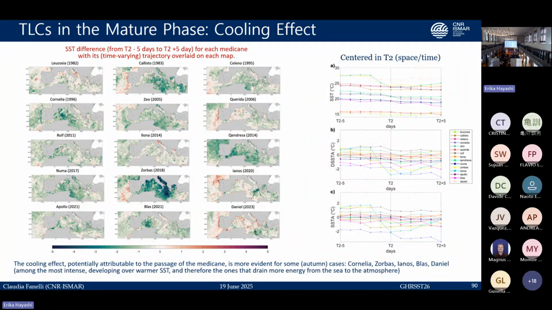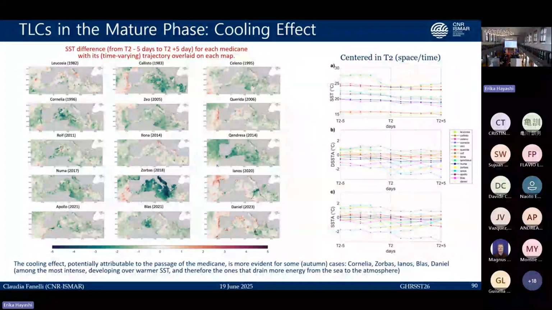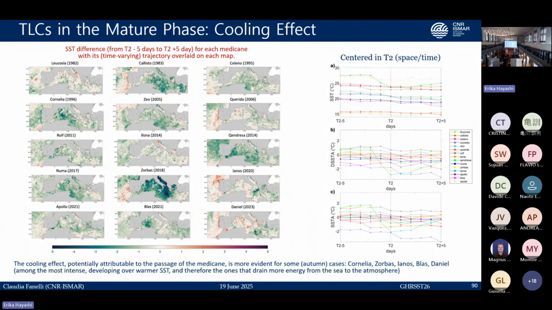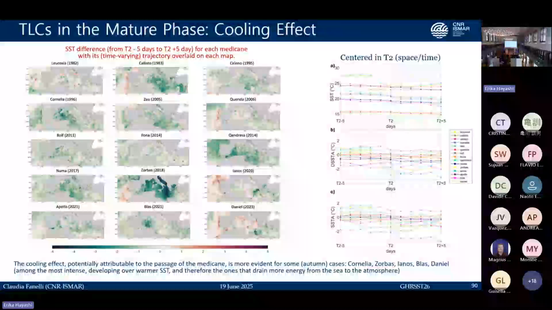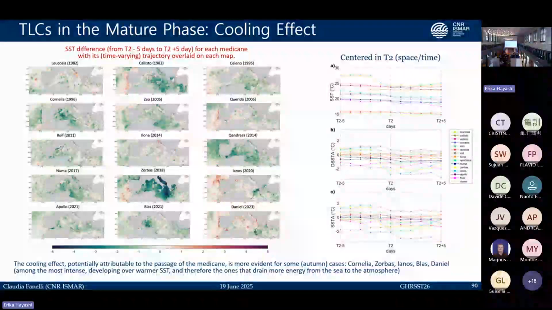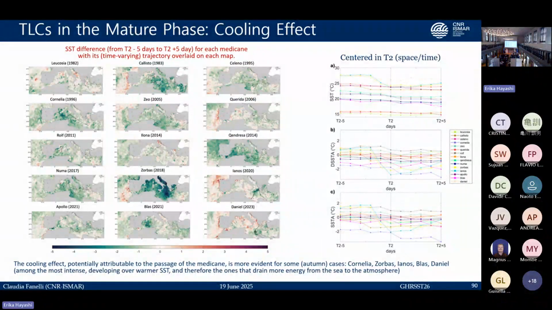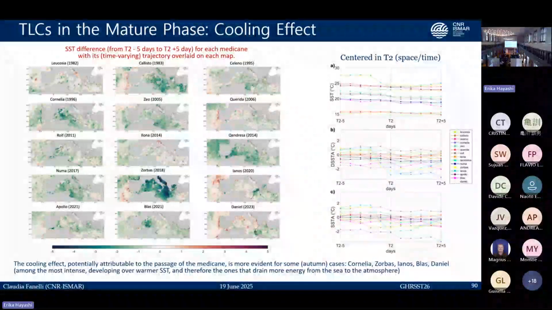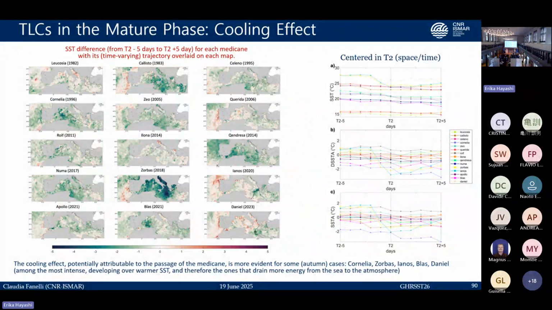The rest of the basin can have different behavior, but you can see very clearly that where the medicane passes, it will have a cold anomaly after its passage. So especially for some autumn cases, which are Zorbas, Janos, and Daniel, you can see very clearly, below the passage, how the temperature has decreased. And those are actually the most intense medicanes, so the ones that drain more energy from the sea to the atmosphere, and the ones that have caused most damage after their passages.